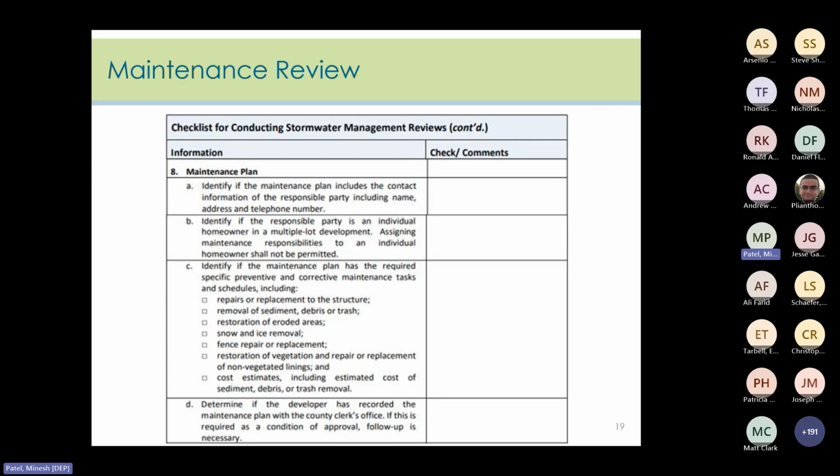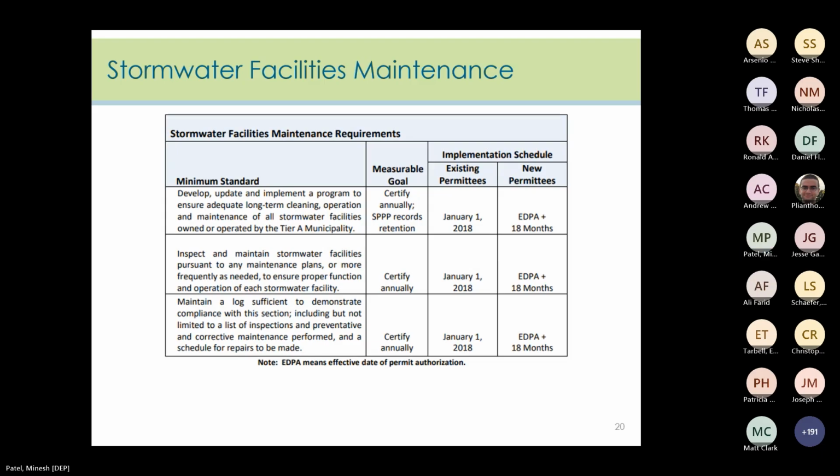There's also more information in Chapter 4.1 of the Tier A guidance for stormwater facilities maintenance. This is part of the table from that same chapter that lists the implementation schedule for these minimum standards for a Tier A MS4.